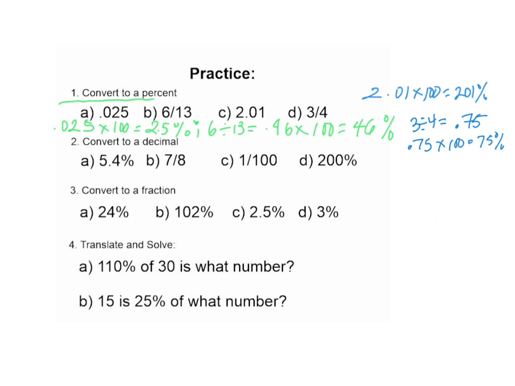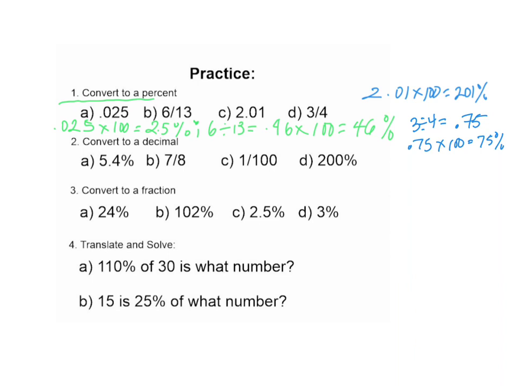All right, I want you to do number 2, convert to a decimal, number 3, convert to a fraction, and then number 4, answer those 2 translate and solve questions, and then turn the video back on to see if you got it right. It's okay if you got it wrong. If you get it wrong, and you figure out that it's wrong, then you know one way you're not supposed to do it. Did you stop the video? I hope you did. All right.